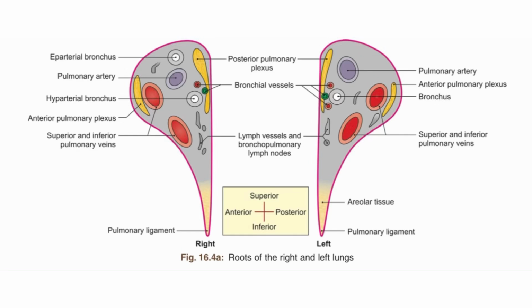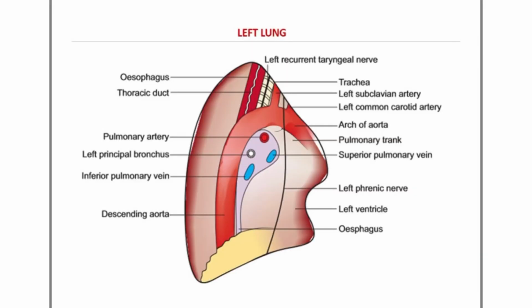This simply means that the arrangement of structures on the right side of the lung includes the upper eparterial bronchus first, the pulmonary artery, and the inferior pulmonary vein. But on the left side, you're going to have the pulmonary artery first, the bronchus, and finally the inferior pulmonary vein. So let's talk about the relations of the roots of the lungs.